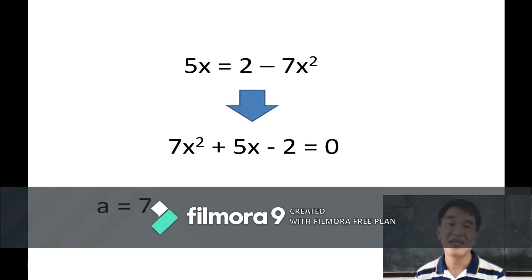And then from there, it's very easy to see that your a is 7, your b is actually 5, and your c is negative 2.